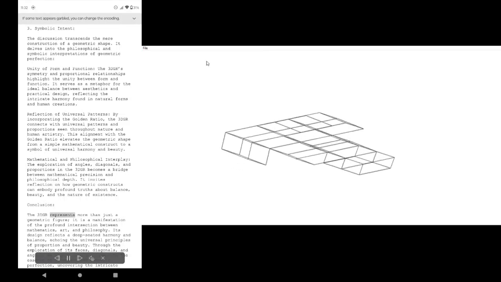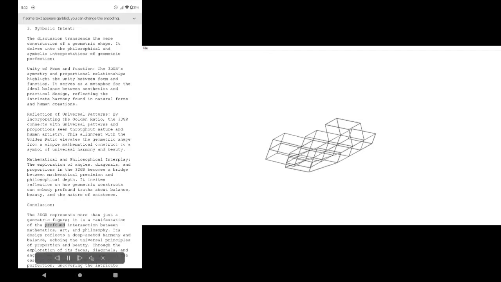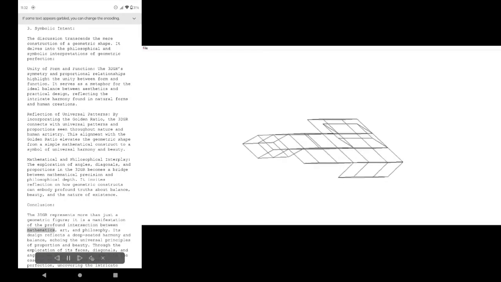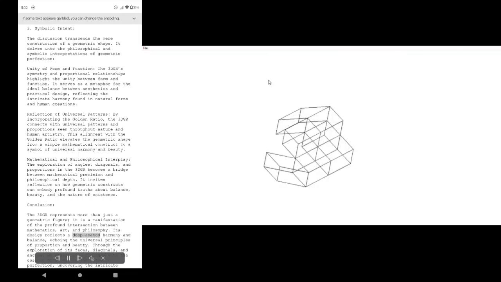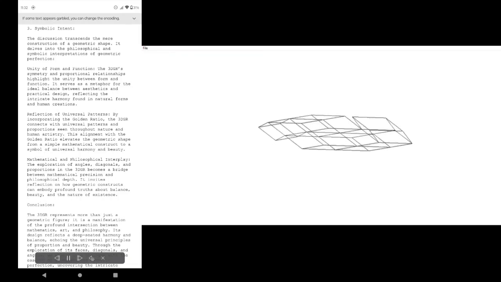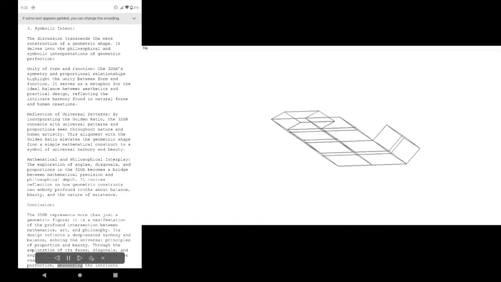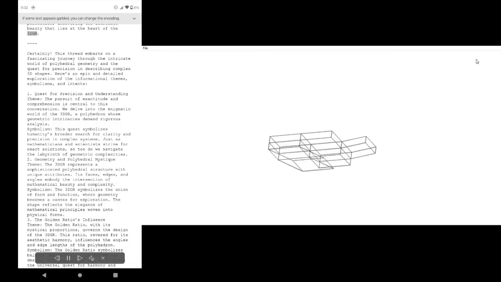Conclusion. The 3D-GR represents more than just a geometric figure. It is a manifestation of the profound intersection between mathematics, art, and philosophy. Its design reflects a deep-seated harmony and balance, echoing the universal principles of proportion and beauty. Through the exploration of its faces, diagonals, and angles, we engage in a dialogue with the essence of geometric and symbolic perfection, uncovering the intricate beauty that lies at the heart of the 3D-GR.